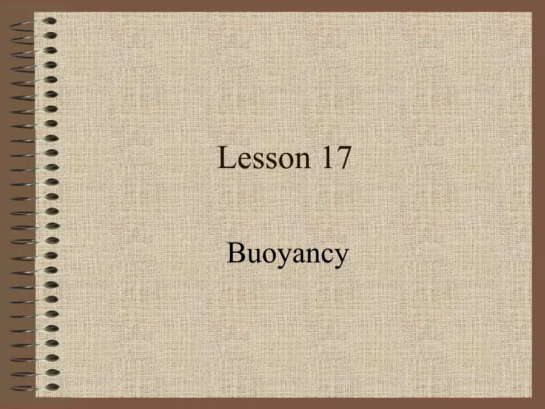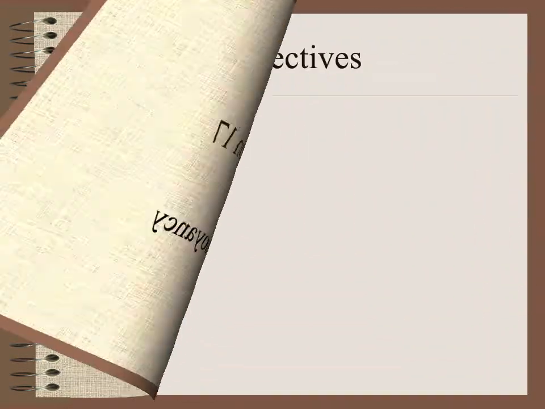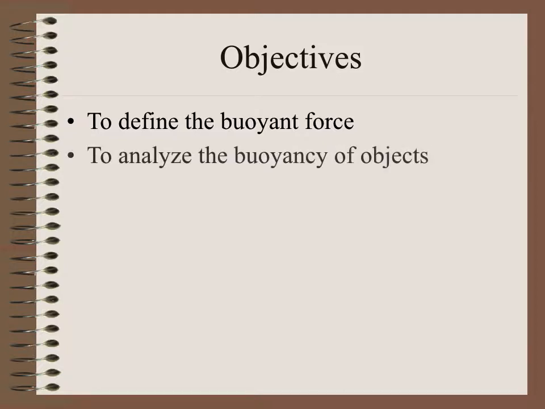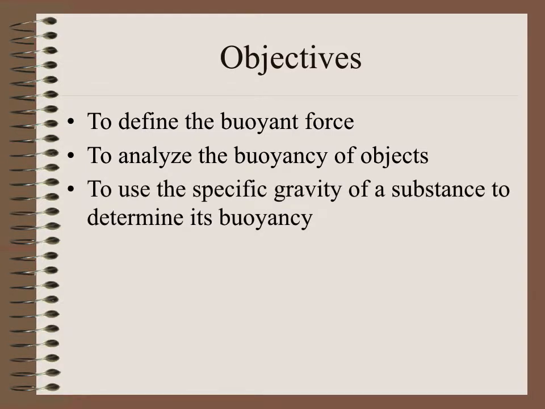Lesson 17, Buoyancy. Our first objective for this lesson is to be able to define what we mean by buoyancy or the buoyant force. You will also want to be able to analyze the buoyancy of objects, as well as to use what we call the specific gravity of a substance to determine the buoyancy of a substance.